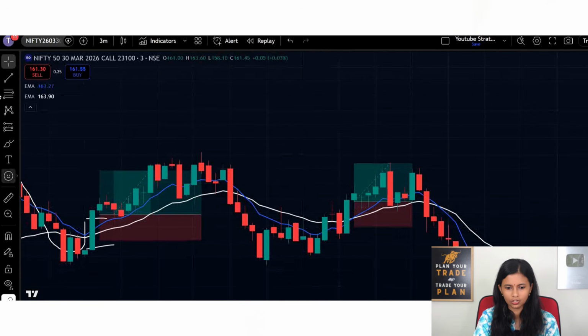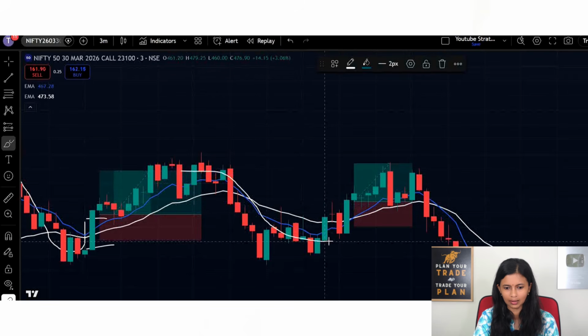So similarly here also you can see the price was up, then it came down, and here there was a breakout, and when the breakout happened you can see that the EMA line, that is the 9 EMA line, has crossed over the 21 EMA line. So you can take the entry here and you can easily go up to 1:1.5.